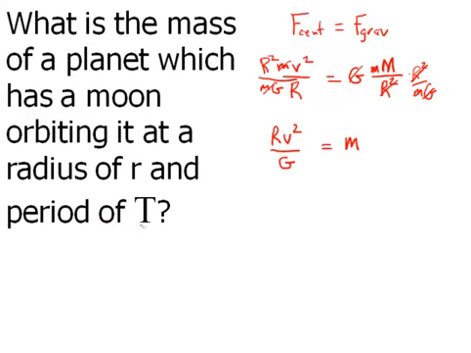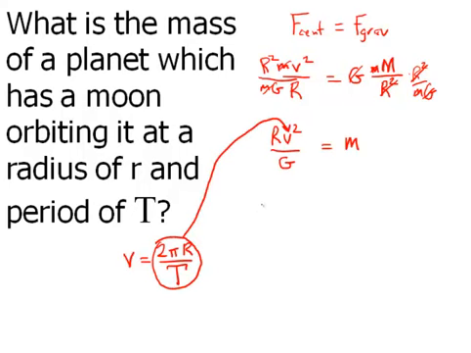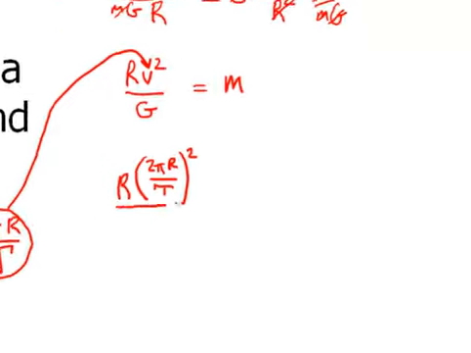Now, to get the fact that we know what the period is, we need to use a substitution. We learned in the orbits chapter that the velocity of an orbiting object is equal to the circumference of its orbit, 2 pi r, divided by the time period. And so if we make a substitution and plug this in for v, then we've got r, 2 pi times r divided by the period, and that factor is squared, and all that is divided by G.